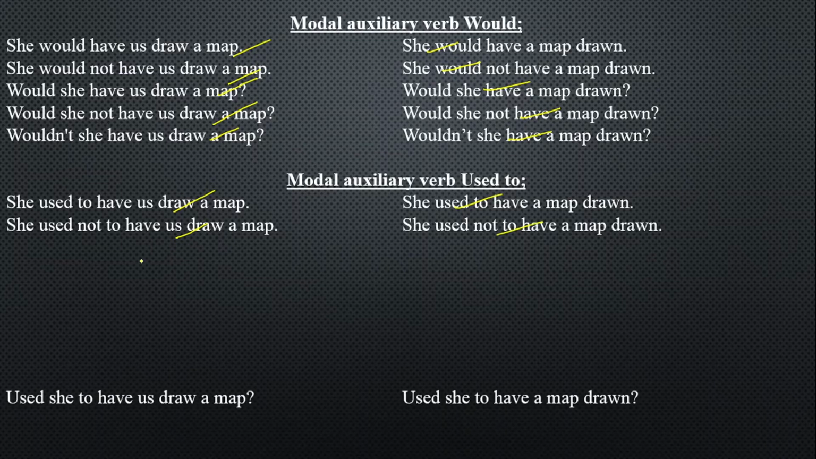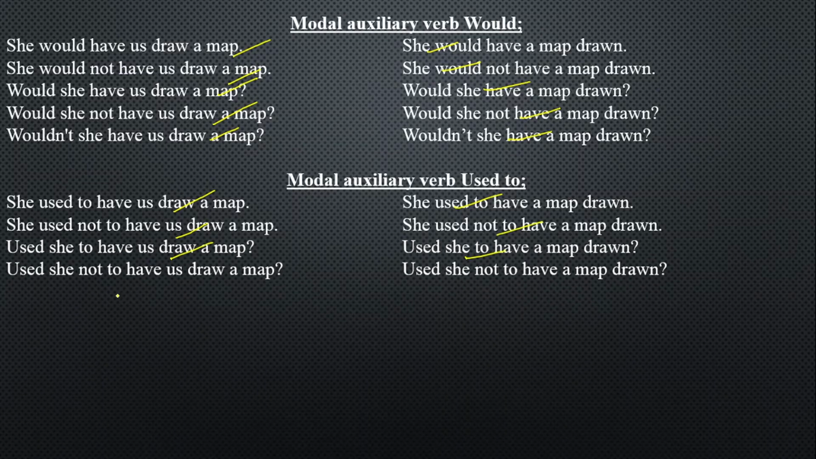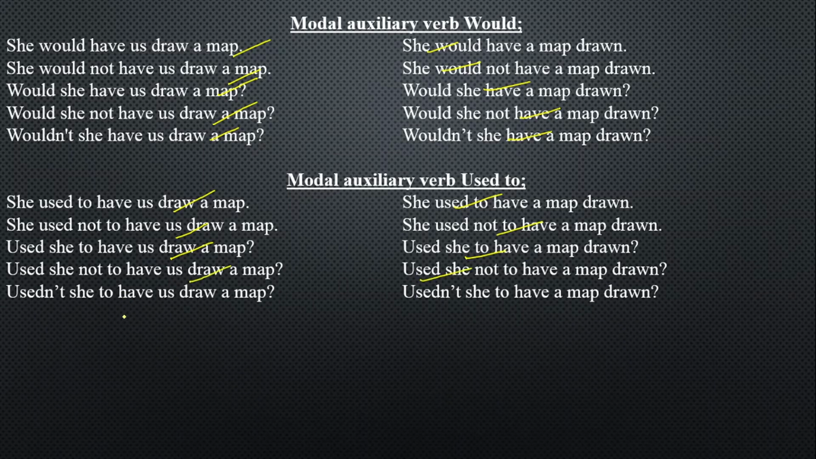Used she to have us draw a map? Used she to have a map drawn? Used she not to have us draw a map? Used she not to have a map drawn? Usen't she to have us draw a map? Usen't she to have a map drawn? If it is a structure, how will you make the sentences?